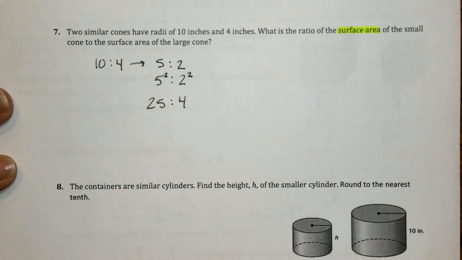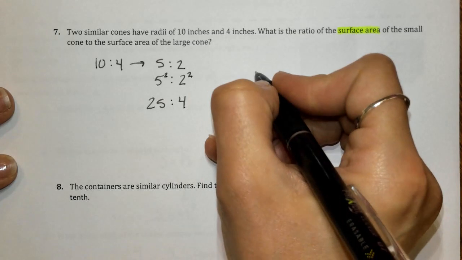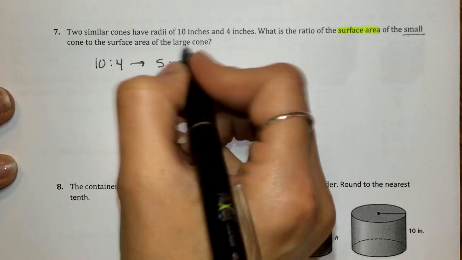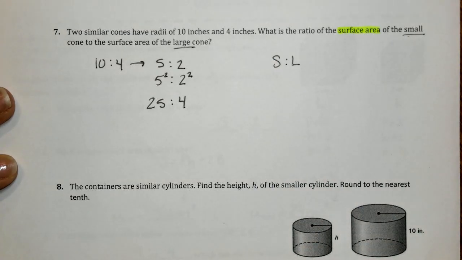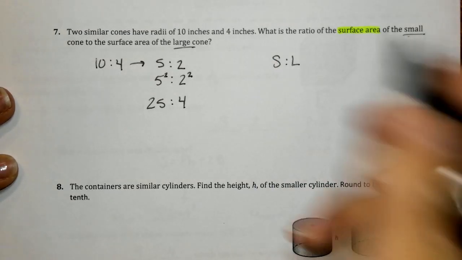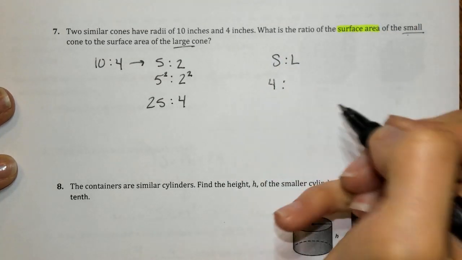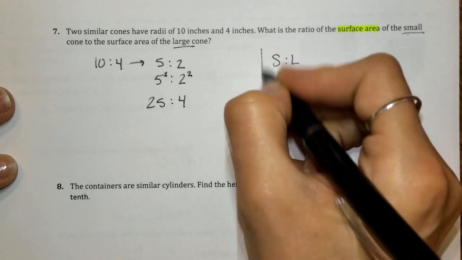Now be careful, this is not our answer. They want the ratio of small to large. So we want S to L. So even if you don't remember which was the small and which was the large, the smallest number, 4, to the largest number, 25.